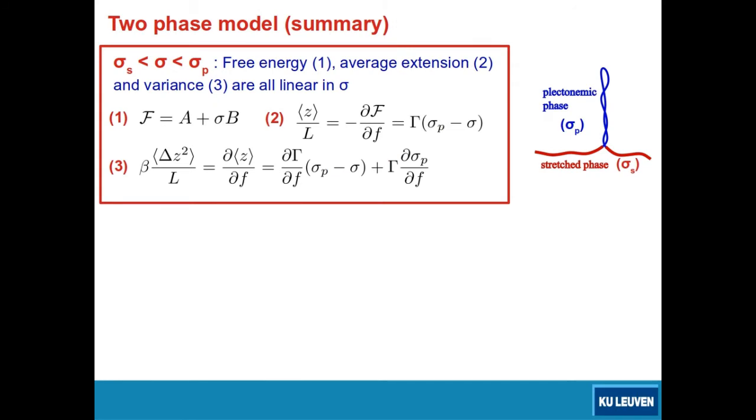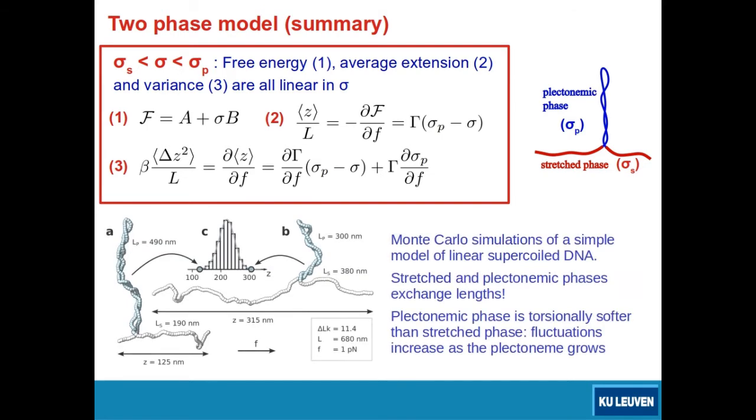Summarizing, the two-phase model predicts that the free energy is, in the coexistence region, linear in the supercoiling density sigma, equation 1. As a consequence, the average of Z and the variance of Z are also linear in sigma, equations 2 and 3, because they are derivatives of the free energy with respect to the force. As we have seen, the average extension is a function of two parameters, gamma and sigma p, equation 2, which are both force dependent. Differentiation of the average Z in F gives rise to equation 3 for the variance.